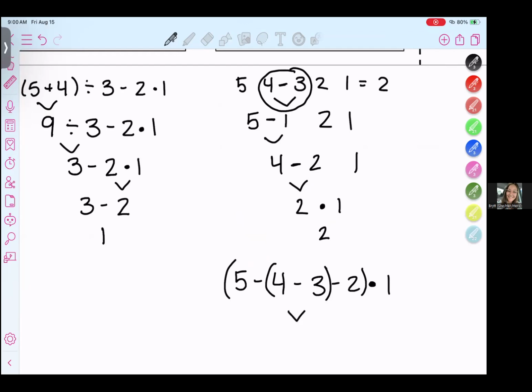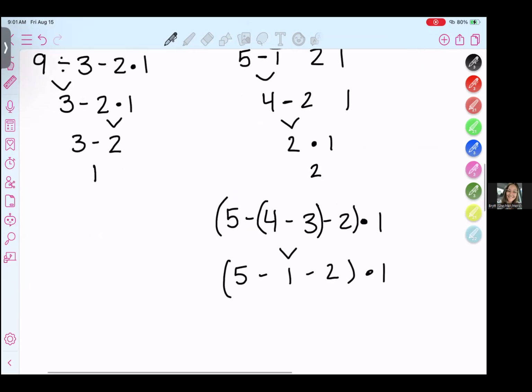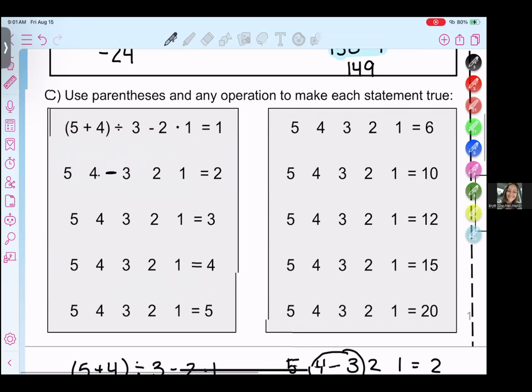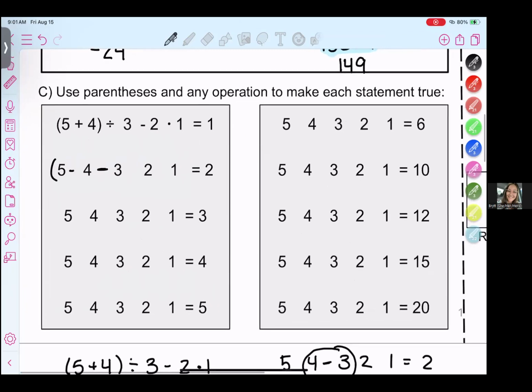So if we do 4 minus 3, we get 1. Then we have 5 minus 2 times 1. 5 minus 1 is 4 minus 2 times 1. 4 minus 2, 2 times 1. 2 times 1 is 2. So this should give us our proper answer. So we want to fill that in up here. 5 minus parentheses 4 minus 3 parentheses minus 2 times 1.